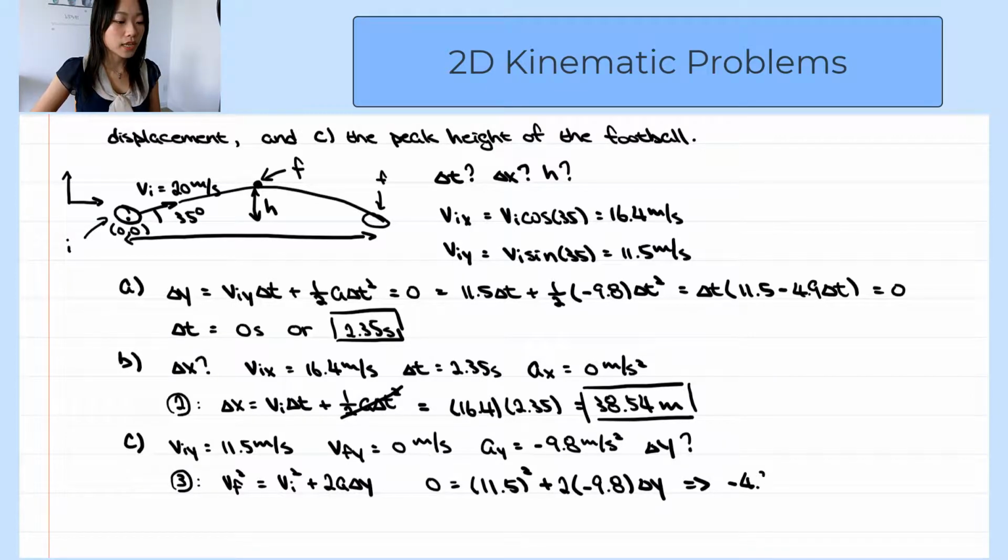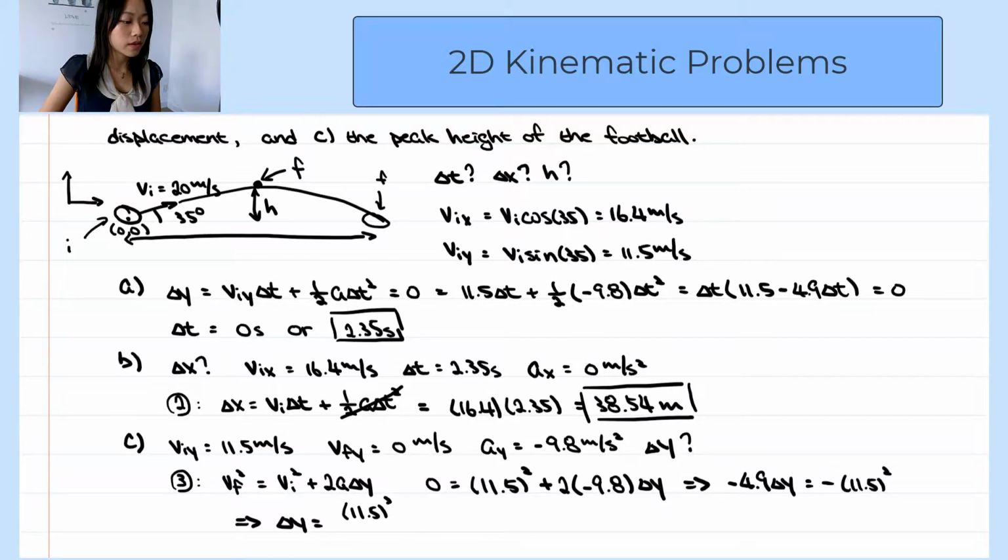Negative 4.9 times delta y equals negative 11.5 squared. So delta y equals 11.5 squared over 4.9, which is 26.99 meters. So with this velocity, 20 meters per second, at 35 degrees with the horizontal, the ball can reach up to 26.99 meters in height.